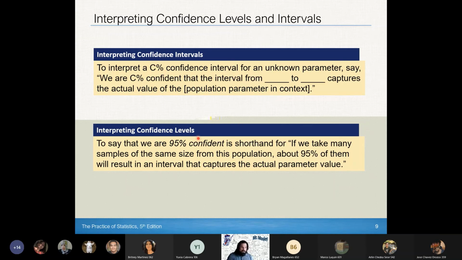Interpreting confidence levels. To say we are 95% confident is shorthand for: if we take many samples of the same size from this population, about 95% of them will result in an interval that captures the actual parameter value. Right, so we have confidence interval and confidence level. They're very similar, but not the same. They're kind of containing similar information, but phrased differently.